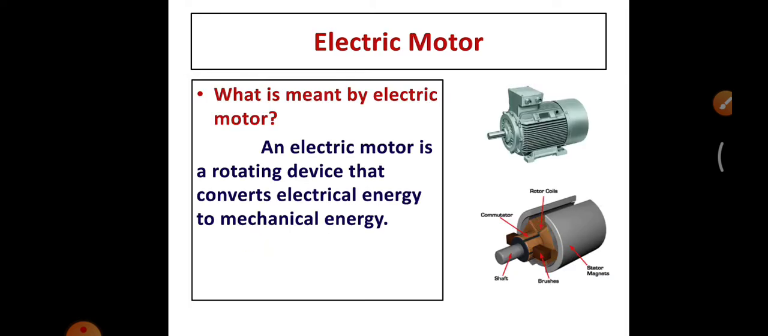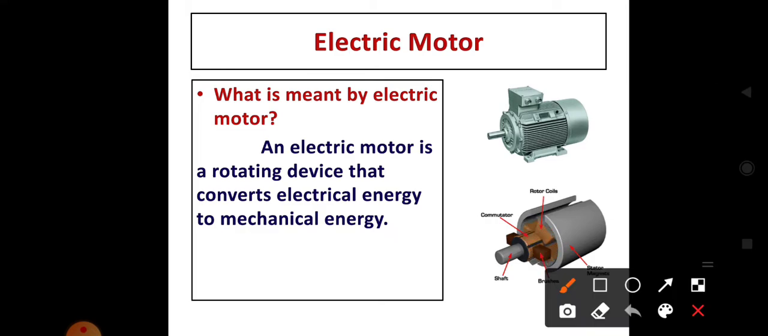The first, electric motor. What is meant by electric motor? An electric motor is a rotating device that converts electrical energy to mechanical energy. When we give electrical energy to an electric motor, the electrical energy is converted to mechanical energy. So, an electric motor is a rotating device that converts electrical energy to mechanical energy.